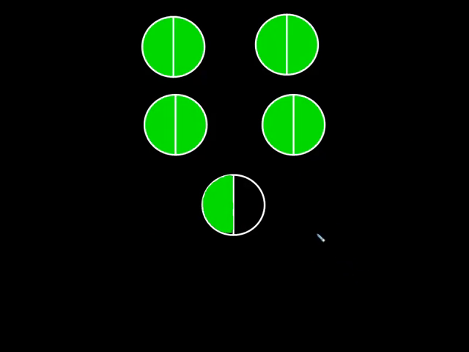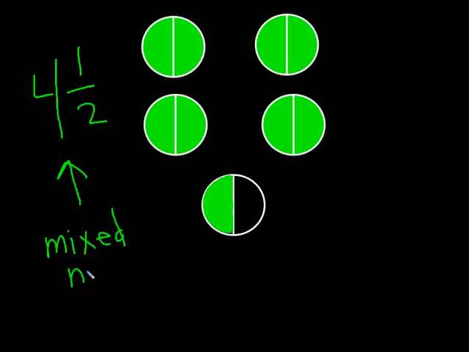There are two different ways I can identify this model. I can look at it and see 1 whole, 2 wholes, 3 wholes, 4 wholes, and then I see 1/2. So this right here is a mixed number. I have it mixed between a whole number and a fraction.